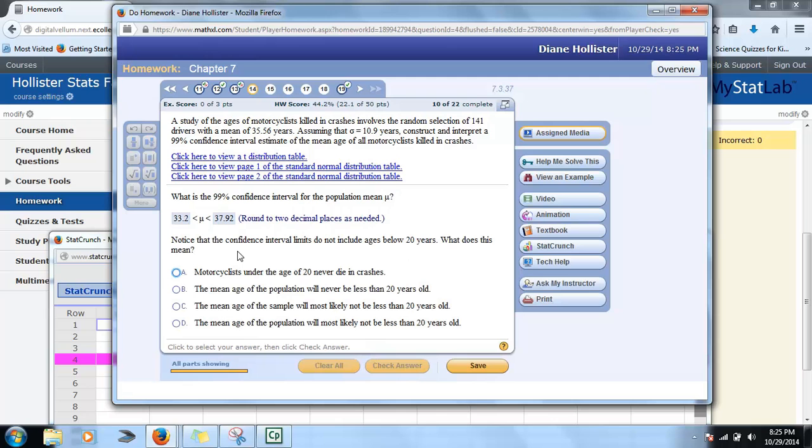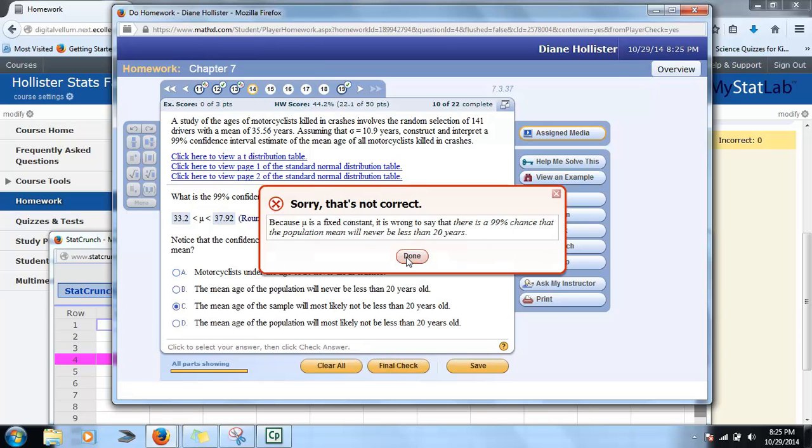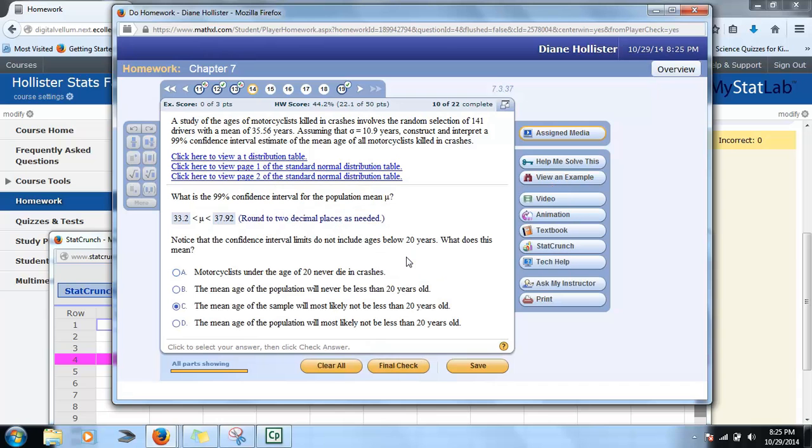This particular one says, notice the confidence interval limits do not go below 20 years, do not include ages below 20. What does that mean? Does that indicate that motorcyclists under the age of 20 never die in crashes? Not at all. It simply means that the average age is between 33.2 and 37.92. So we could say that the mean age will most likely not be less than 20 years old. Oh, no, we want to think about that again.